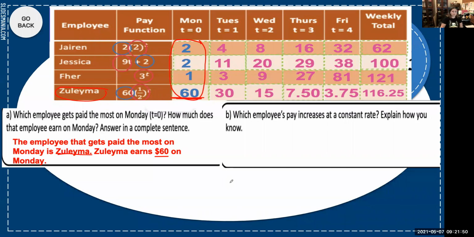Okay. So the next question, B, says which employee pay increase at a constant rate? Constant rate means that I should be either adding or subtracting by something. And then explain how you know. So can anyone let me know which one of these equations uses an adding or subtracting pattern? Starts with a J, but it's not Hiram. It's Jessica.